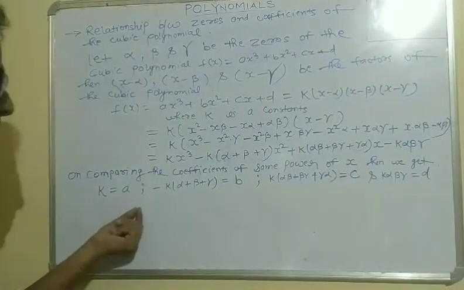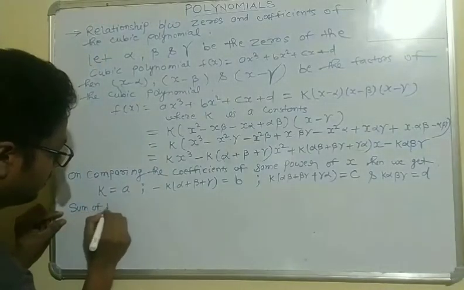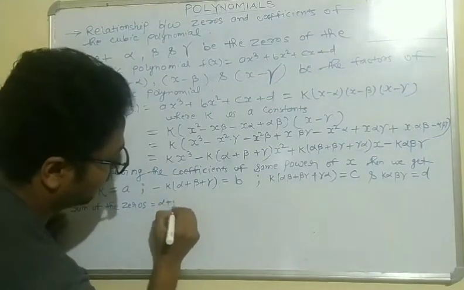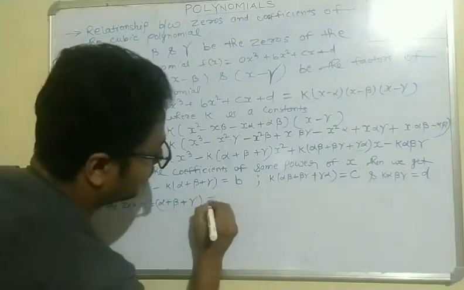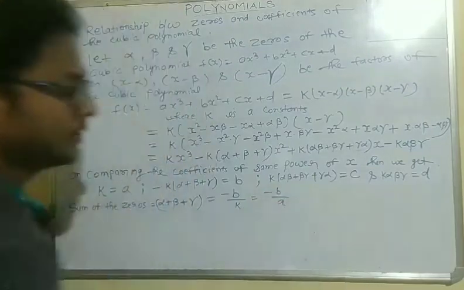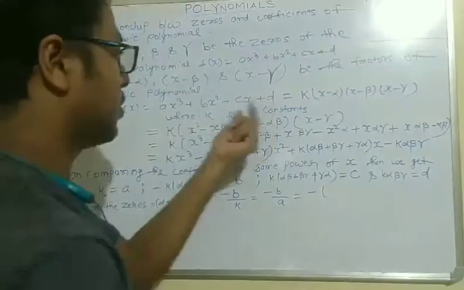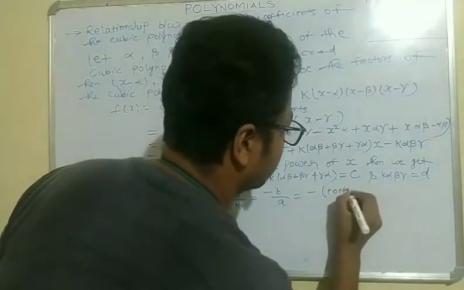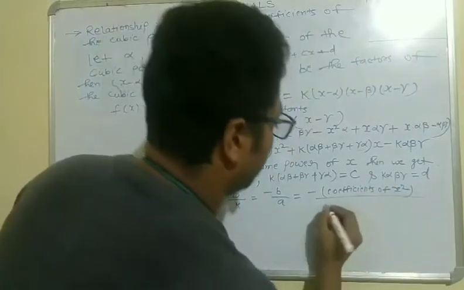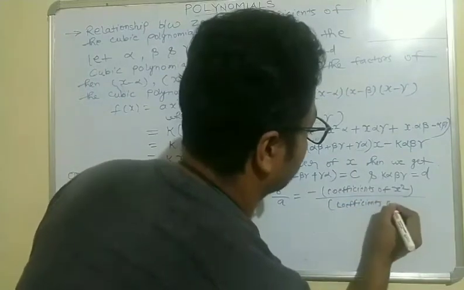Here k equal to a, then the sum of the zeros, alpha plus beta plus gamma, equal to minus b upon k, equal to minus b upon a. It can also be written as minus coefficient of x square upon coefficient of x cube.